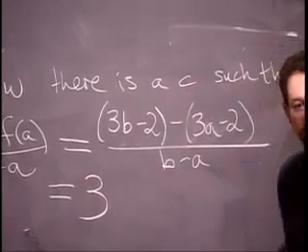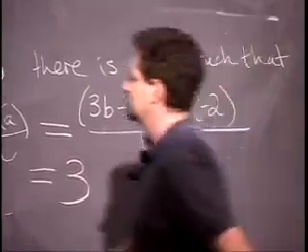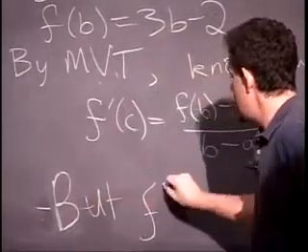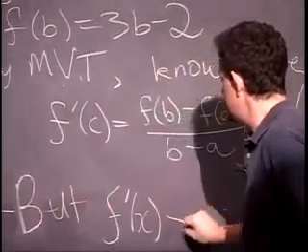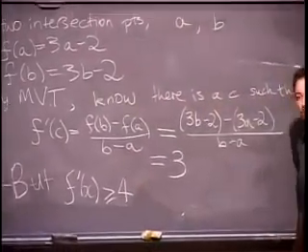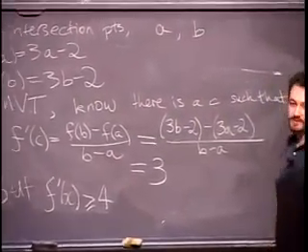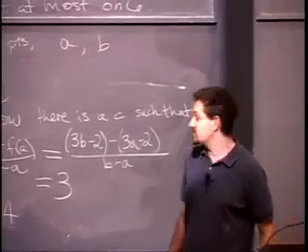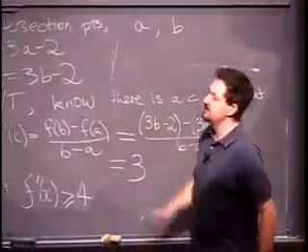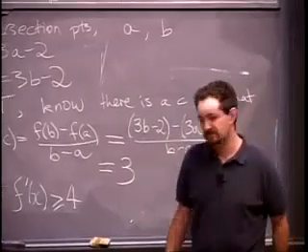Now why is that a problem? Every f prime, as in the derivative everywhere, is supposed to be at least 4. So how could it be 3? So actually, this cannot happen. So there are no such times a and b. There cannot be at least 2 times.